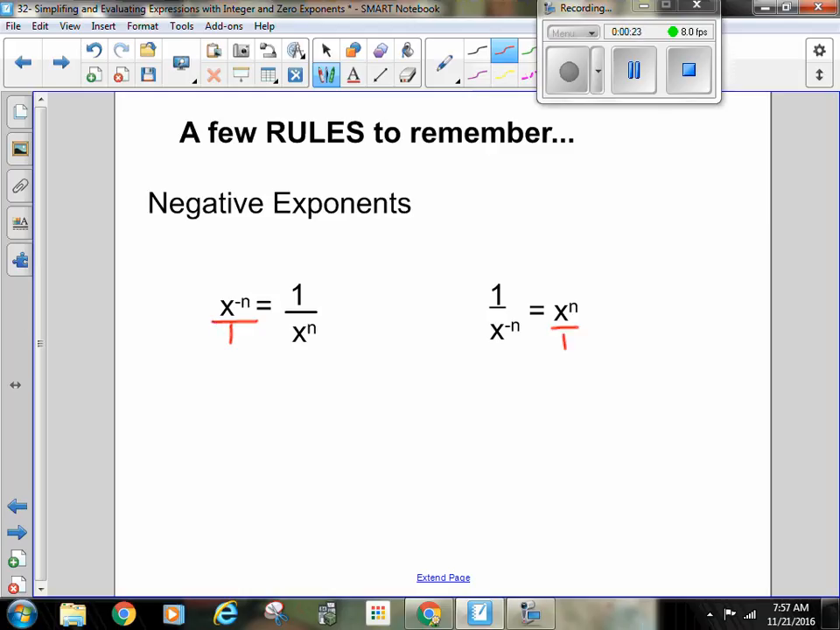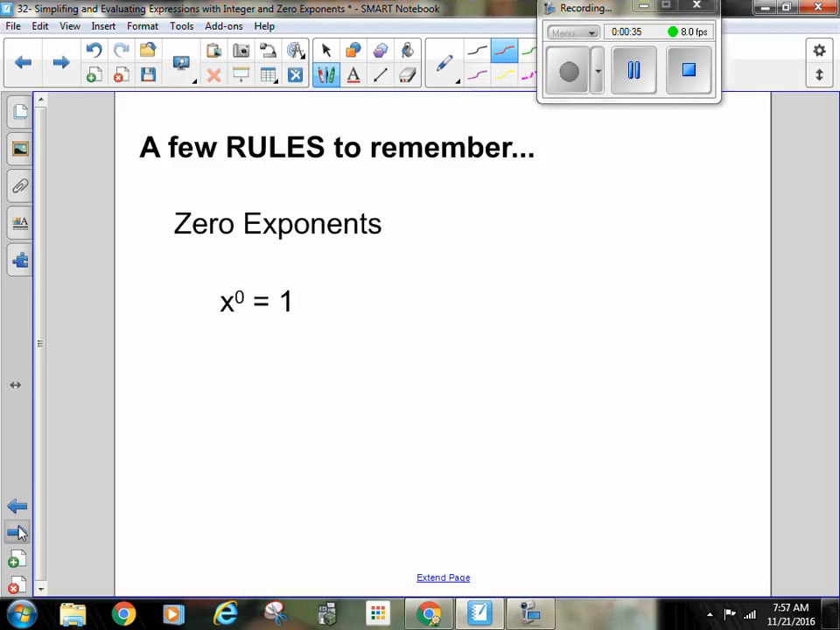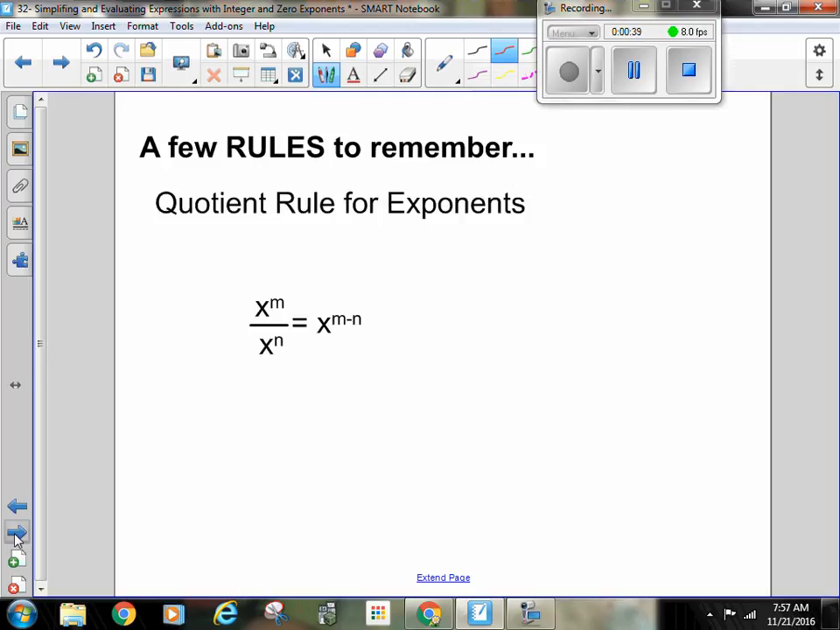We only move the thing that has the negative exponent. So if I have a squared b to the negative 2, just my b has a negative, and so just the b moves and this becomes positive. Okay, zero exponents, anything to the 0 power is 1. And then quotient rule, so when I have two things that have the same base, such as the x and the x, I'm going to subtract the powers.